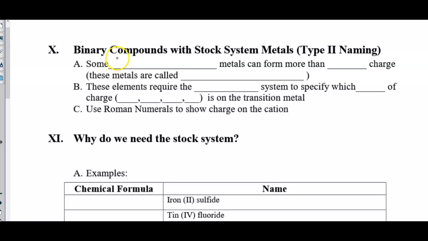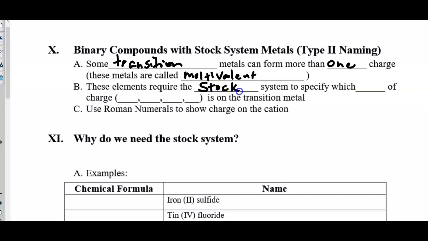So if you recall from before, many of our transition metals, so we'll fill that in right here, can form more than one charge. And we call these metals that can have more than one charge multivalent, meaning they can have multiple valence electron arrangements. When that happens, we have to use what is known as the stock system.